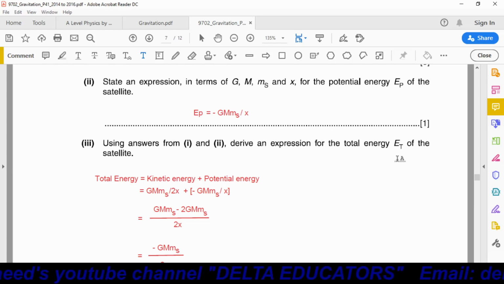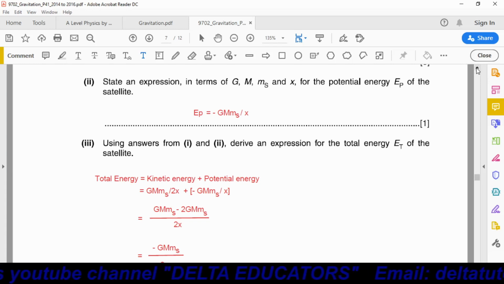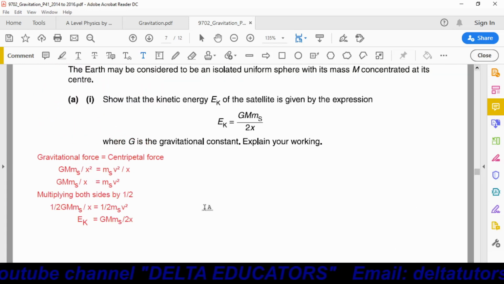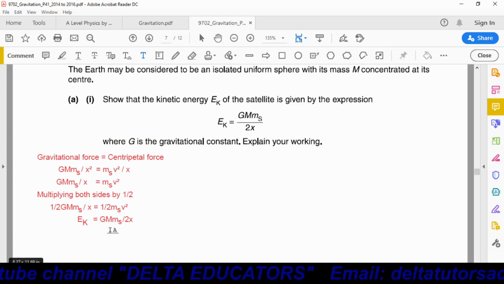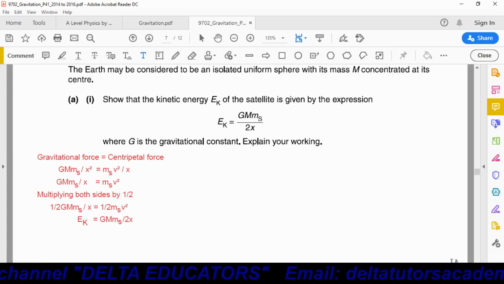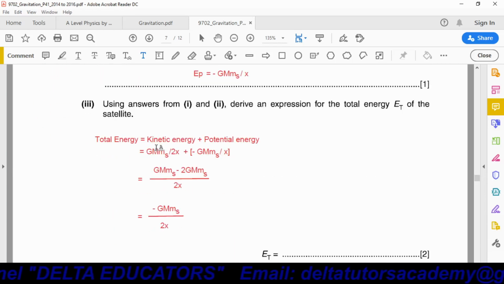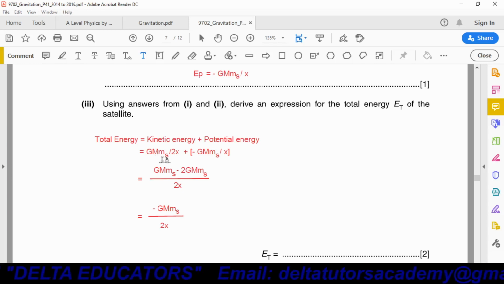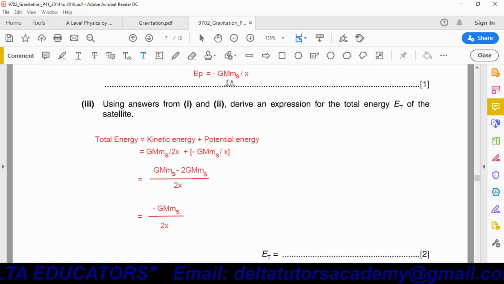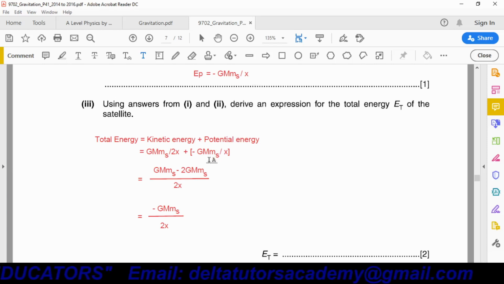Total energy is sum of kinetic energy and potential energy. For kinetic energy, we have just derived an equation: G M m over 2x. So in place of kinetic energy, we have written the same equation that we have derived. Potential energy, we have just seen that E_P is equal to minus G M m over x. In place of potential energy, we have substituted the equation.